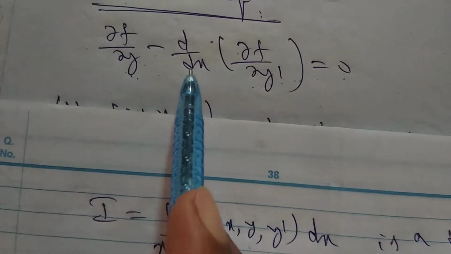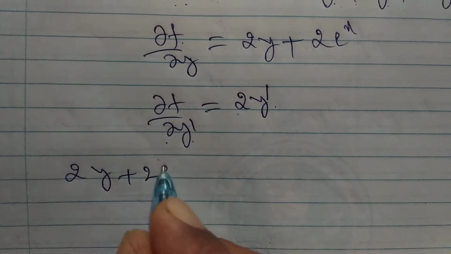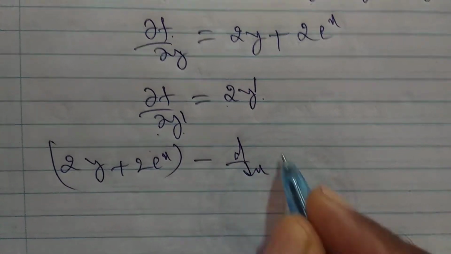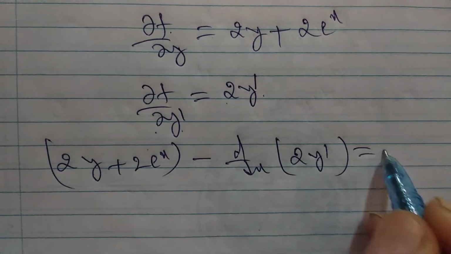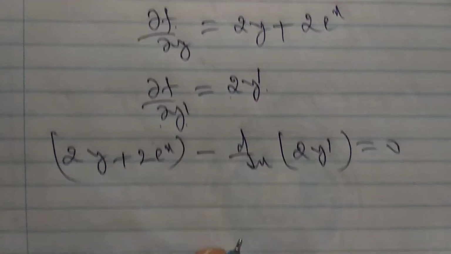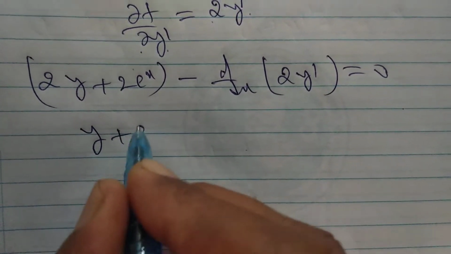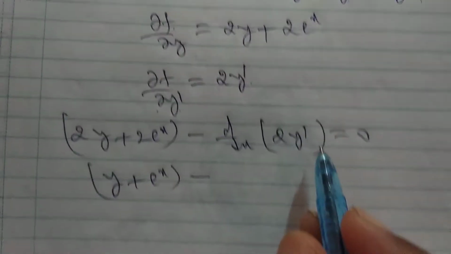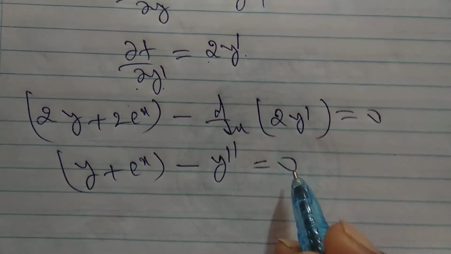So these two values we substitute in Euler's equation: 2y + 2eˣ − d/dx(2y') = 0. Now 2 is common, so we divide by 2. Then y + eˣ − d/dx(y'). d/dx means differentiate, so y' becomes y''. That is equal to 0.